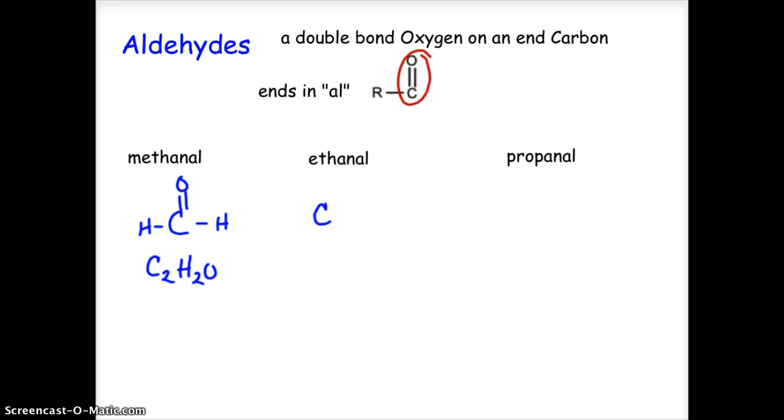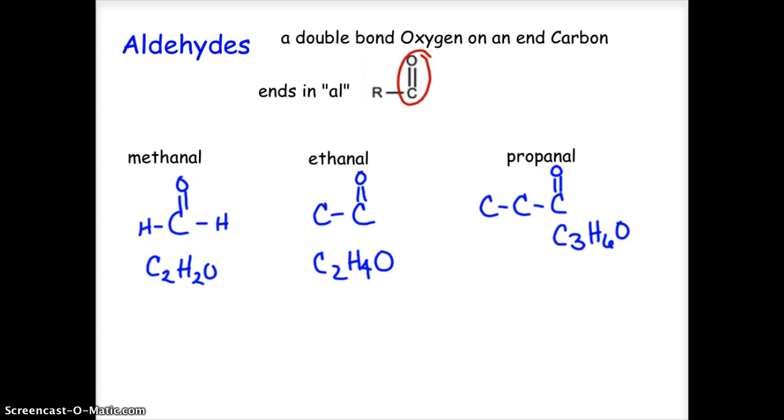Ethanal would have 2 carbons with that double bond oxygen being on the end. This would be C2H4O. Propanal would have 3 carbons with that double bond oxygen on the end carbon. This would be C3H6O. So again, these functional groups get the priority of the lowest number possible, just like a multiple bond would.